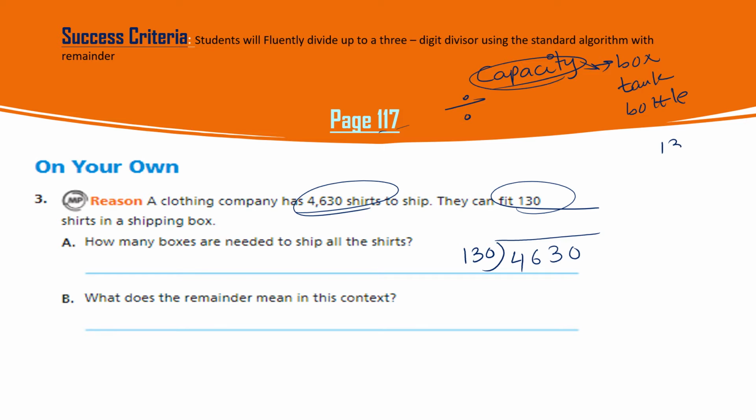Now 130, add 130 to it. So you will get 260. Add 130 to this one. So you will get 390. Add 130 to that one.